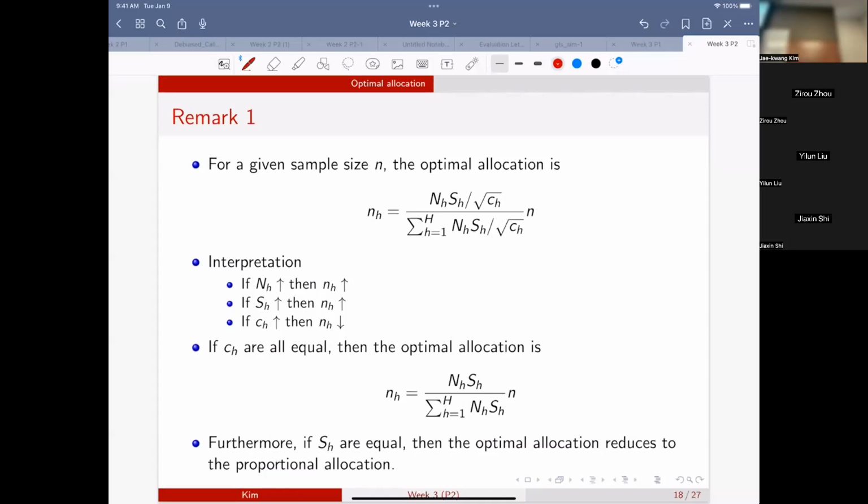Another interesting part is that SH is actually the population standard deviation. So it's a population characteristic, which we may not know in advance, right? Suppose you have no information about that, then maybe you can just assume that they are all equal. In that case, it becomes proportional allocation, because this SH cancels. So in that sense, proportional allocation is not really bad.